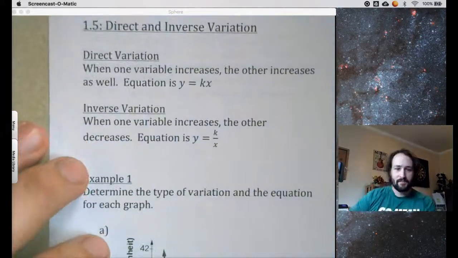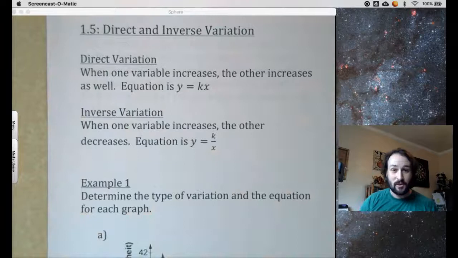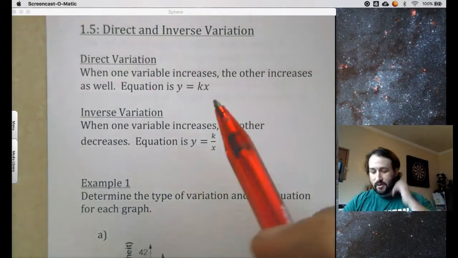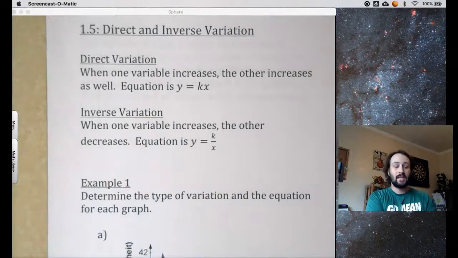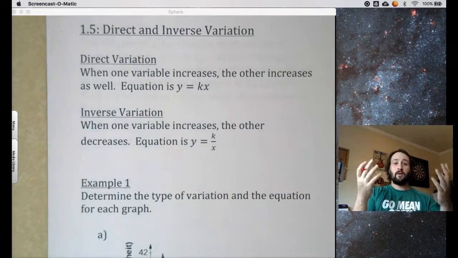Alright, in this video, we're going to be talking about direct and inverse variation. Okay, so direct variation is essentially when things relate to each other. So it's like the more you study, the higher your grade.